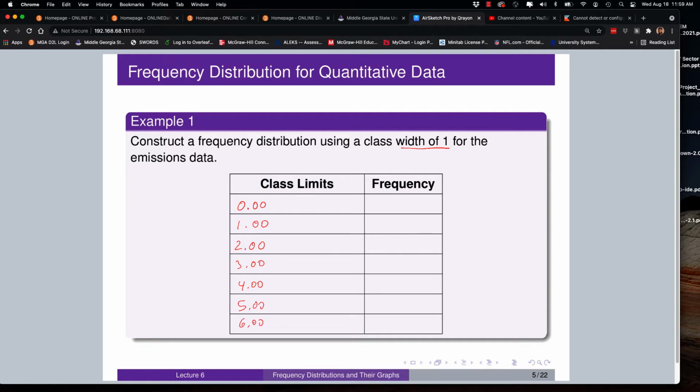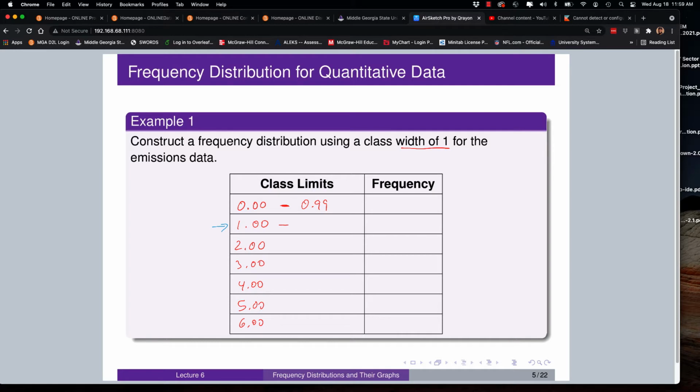Okay. My upper class limit is going to be the number that comes right before the next lower class limit. So your upper class limit should go in tandem here. So my upper class limit here should be 0.99, because that's the value that comes in just shy of 1.00. And then again, the same thing with the next upper class limit.